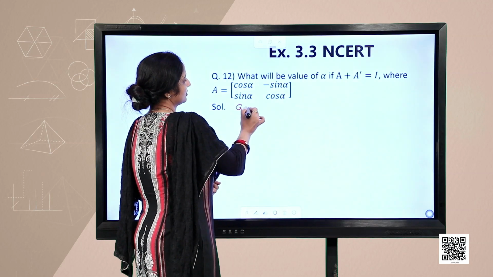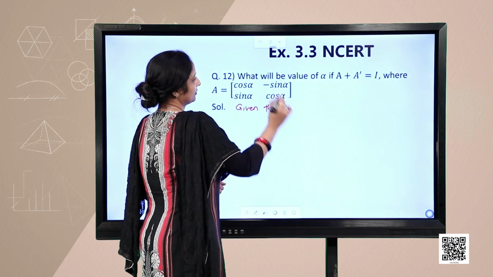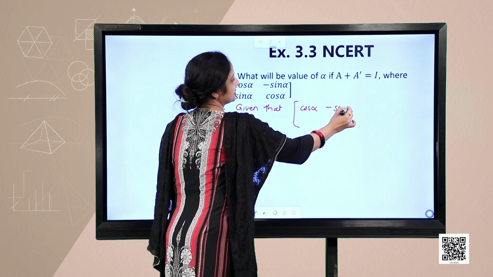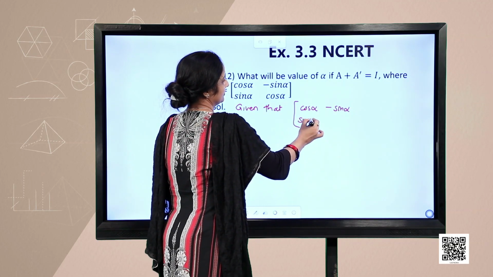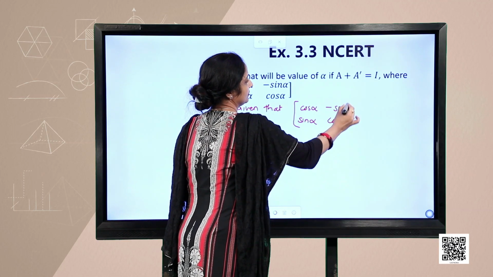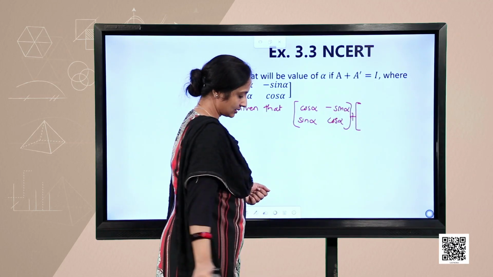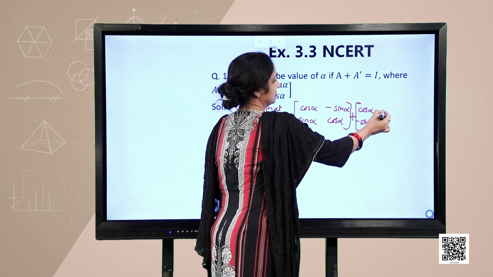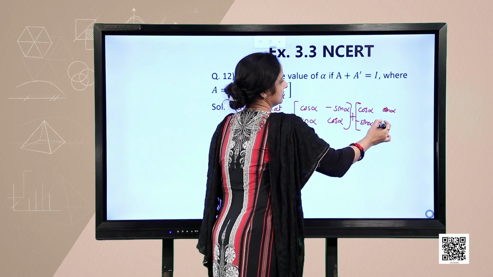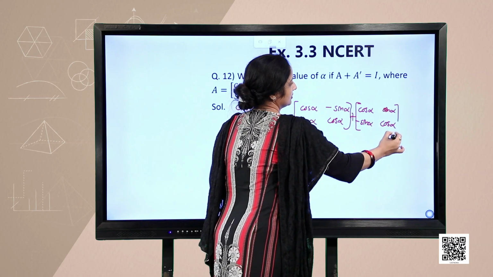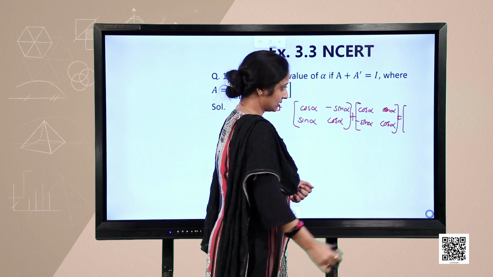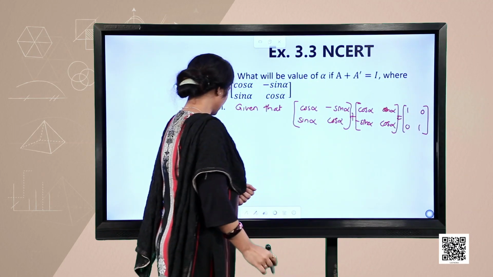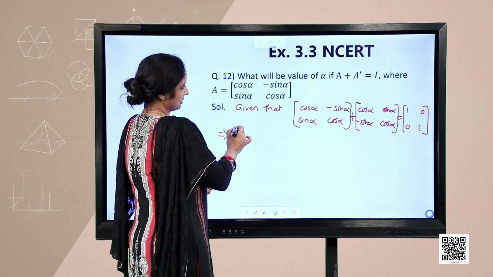So you are given A. Write down this matrix A, add it up with its transpose. That means you can write like this. Equate it with identity matrix, which is 1, 0, 0, 1. After that, simplify this further.